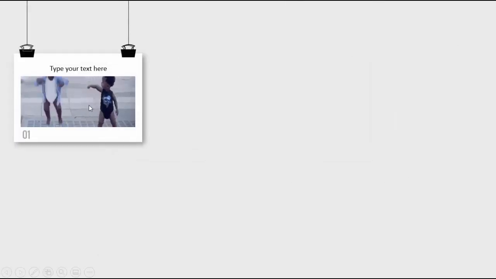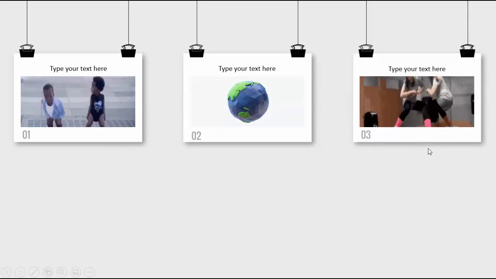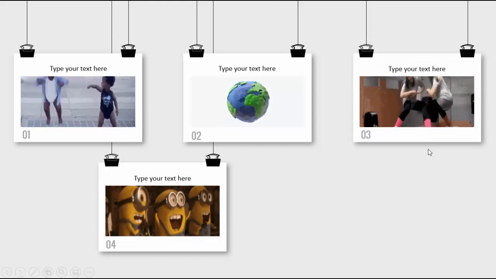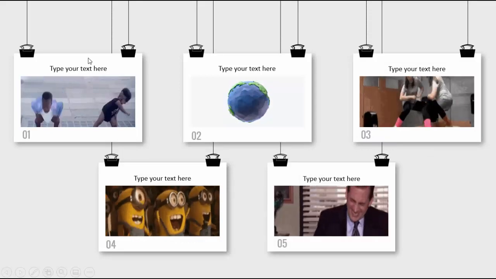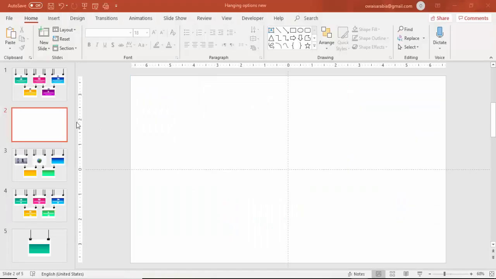Likewise, I have added one more slide where I have added the GIF files, or you can add any small short clips here to show all the clips in one slide. And here without any text, I have just added this one. So let's see how to create this slide in PowerPoint.